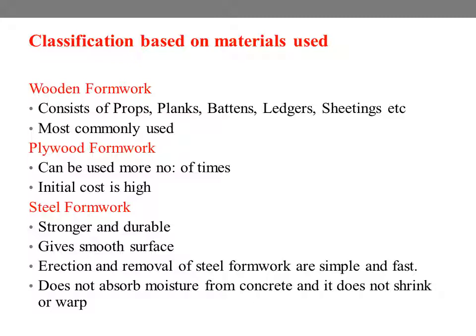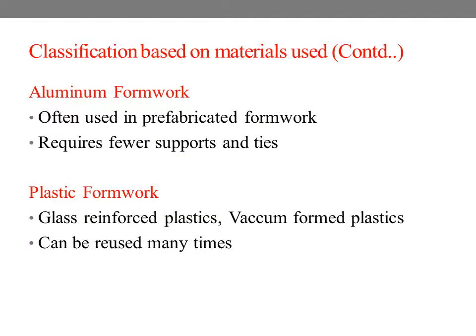Steel formwork does not absorb moisture from concrete and hence it does not shrink or warp. So these are some of the advantages of steel formwork compared to the other two types, that is wooden and plywood formwork. Other than these materials, we also have aluminium formwork.